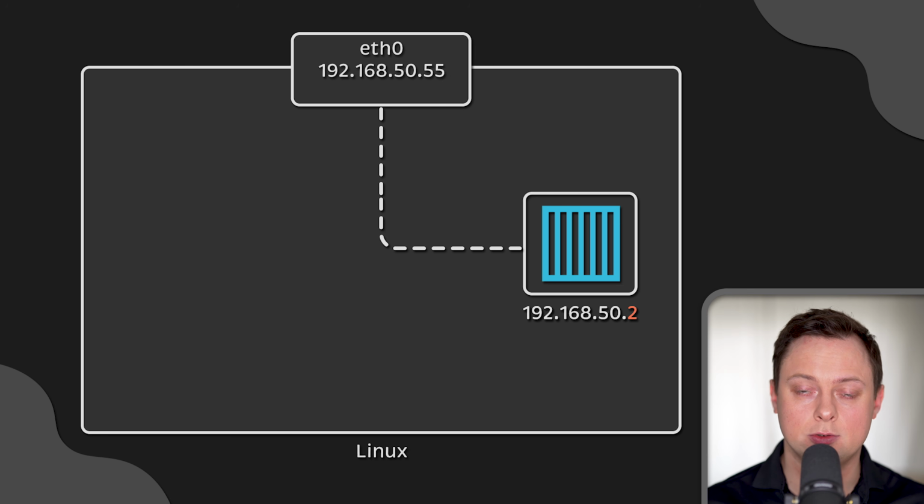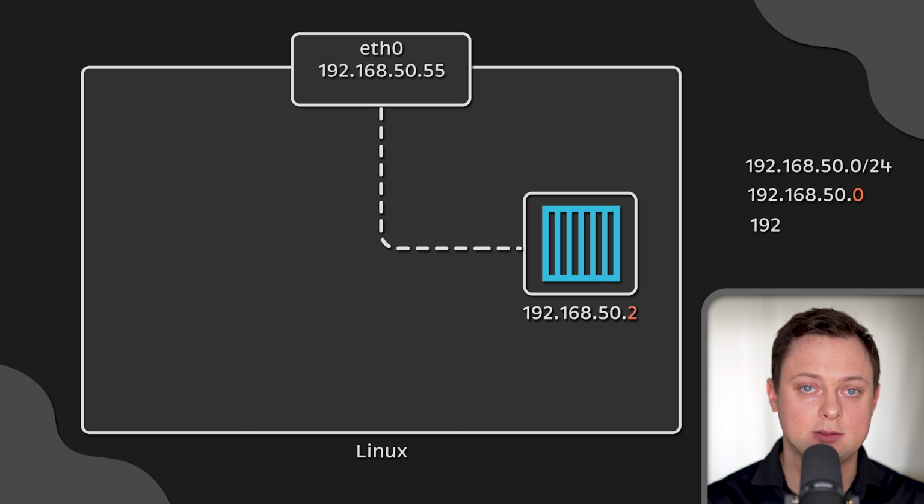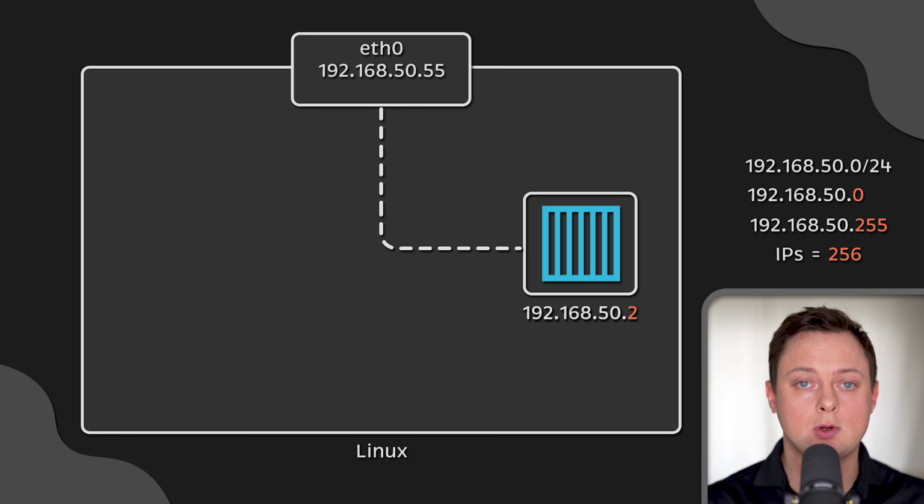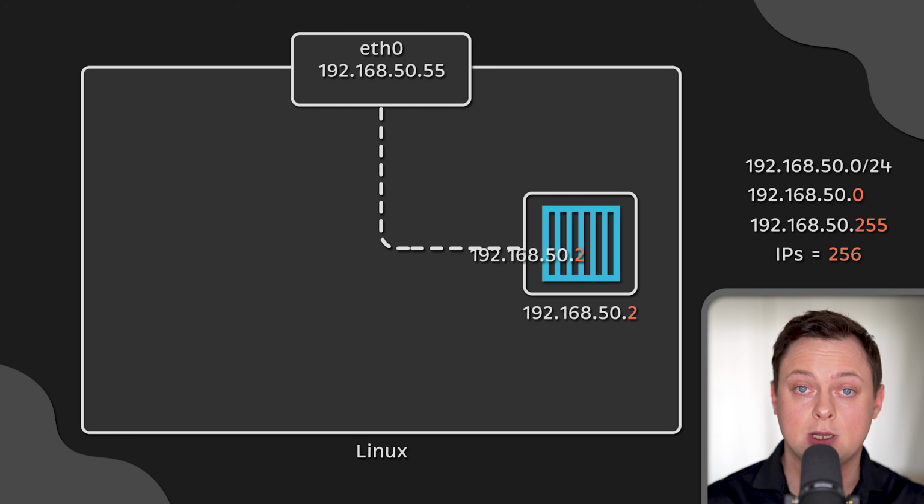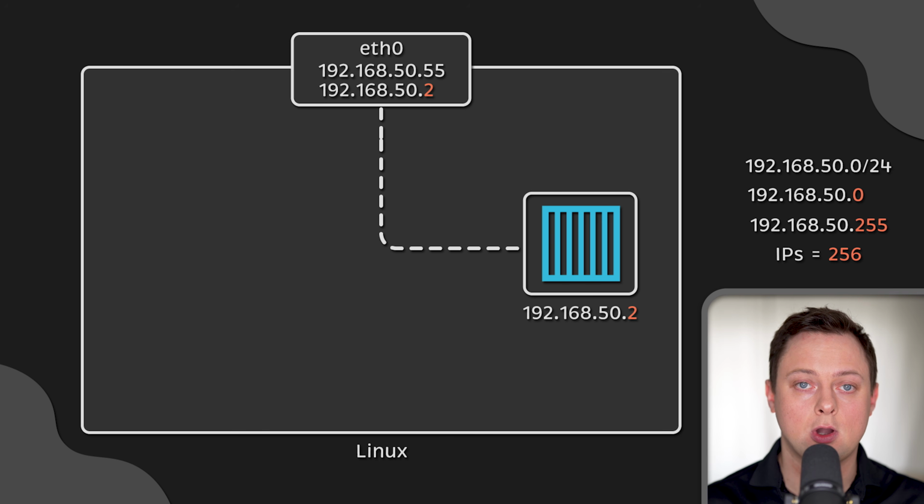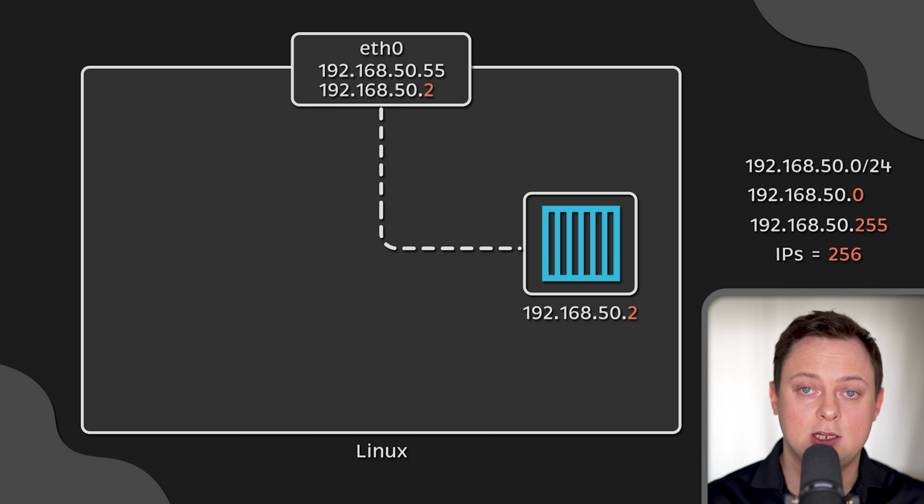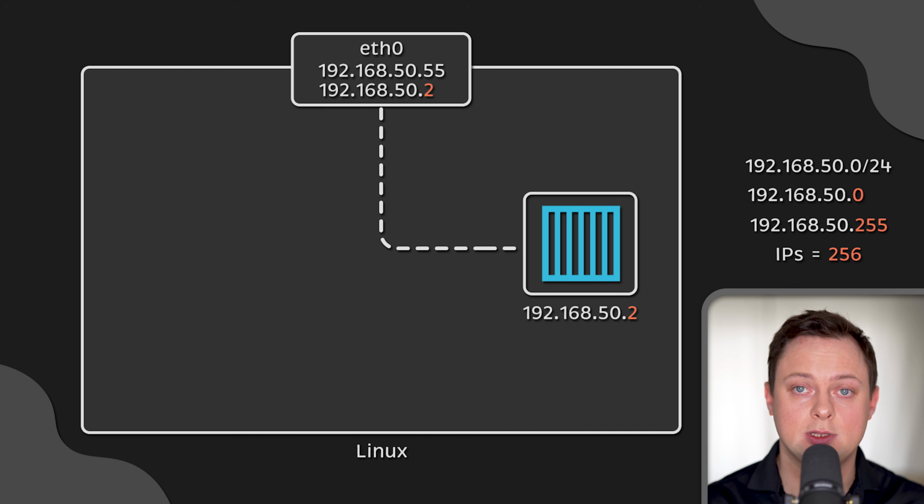When you start a container using this type, the container will receive an IP address from the same CIDR range. For example, if my host has IP address of 192.168.50.55 and it's on a /24 network, this means that the range starts from 50.0 and the last IP address for this range is 50.255, which gives you 256 IP addresses. Now, the container may receive 50.2 IP address. Any service on that network will be able to access your application using that IP address, whether it's a VM or another container on a different host. And the traffic will be routed using the network gateway.